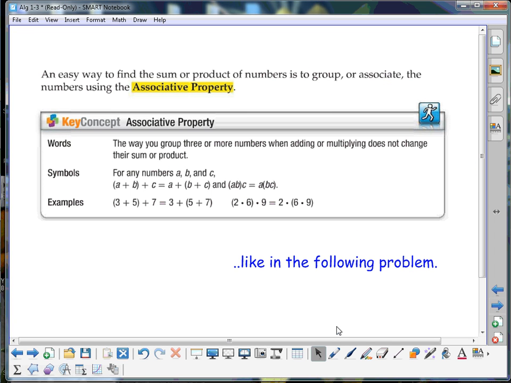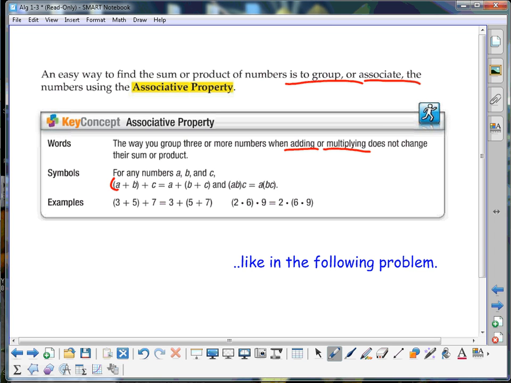Associative property. That is when you hang out with your friends. Who are you grouping with? What group do you belong or associate with? So the associative property, when you're adding or multiplying, it doesn't change the answer.